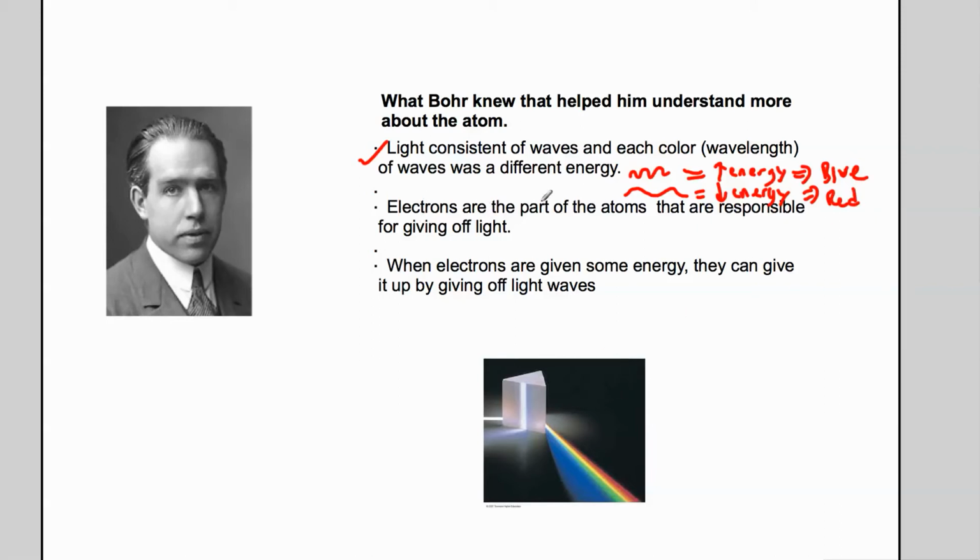The second thing he knew was that electrons are the part of the atom that's responsible for giving off light. And the third thing he knew is that when electrons are given some energy, they can give it up by giving off light waves. So that's why the electrons decide to give off light waves: if they're given some extra energy. So what did Bohr think about?